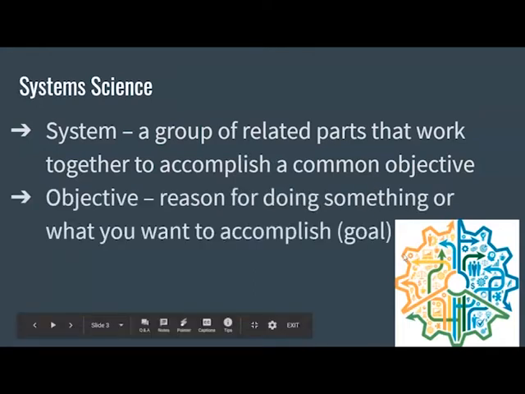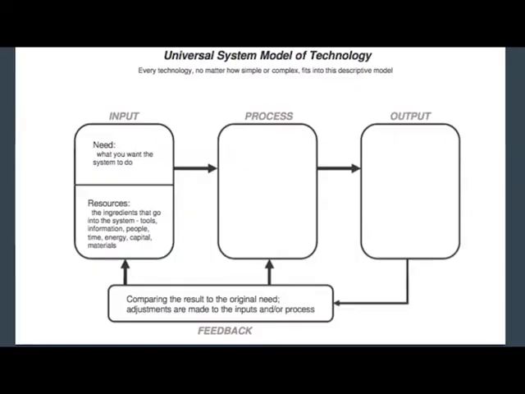An objective, on the other hand, so a system is a whole bunch of different parts working together. An objective is a reason for doing something or what you want to accomplish. It's a goal. Every day I put an objective up on the board. My security system's goal is to keep me secure, to make sure I'm safe. When it comes to the universe, you're going to have inputs that are going to have an objective.